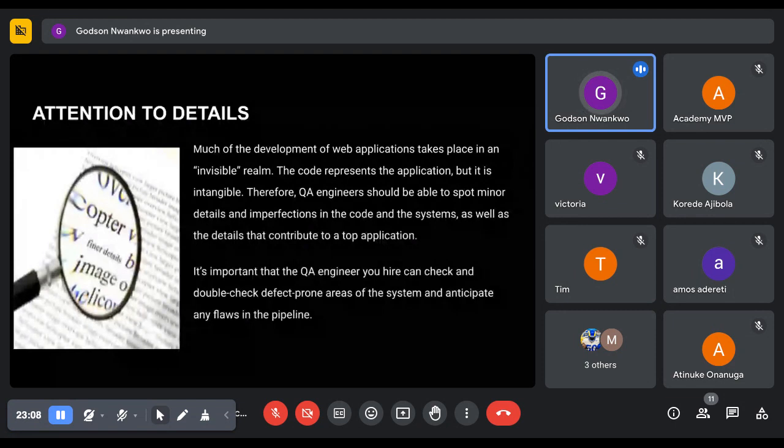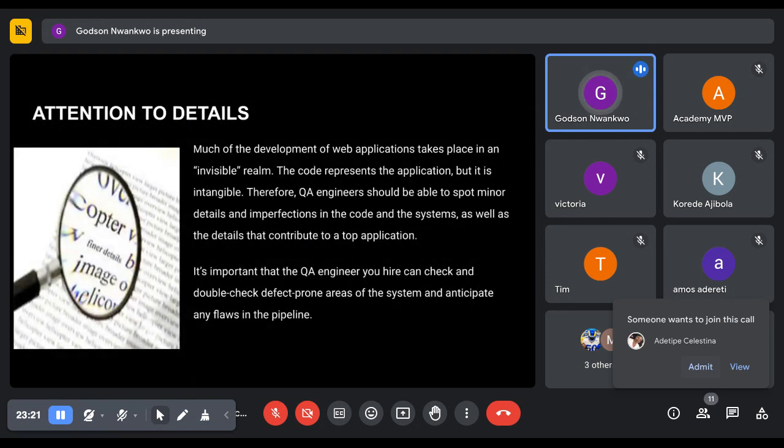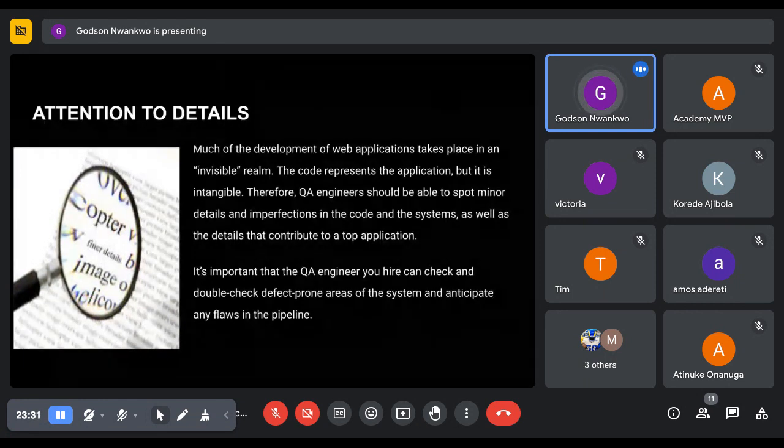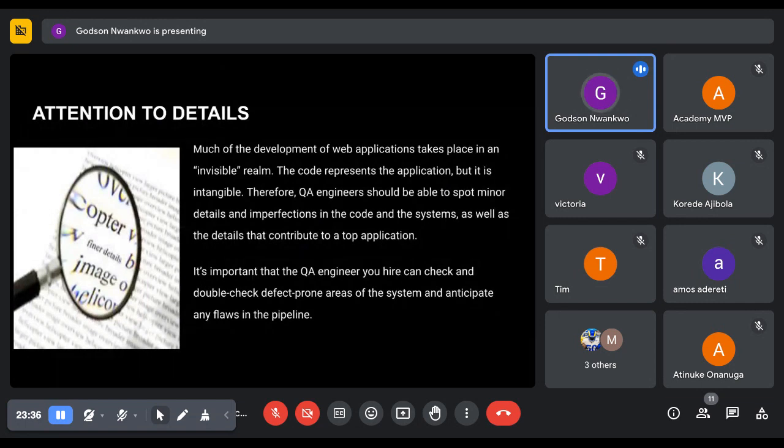It's your responsibility as a QA engineer to pick that out, paying attention to the minute or unforeseen things that anyone can actually see. It is your duty as a QA engineer to pick that out, to see it and report it.